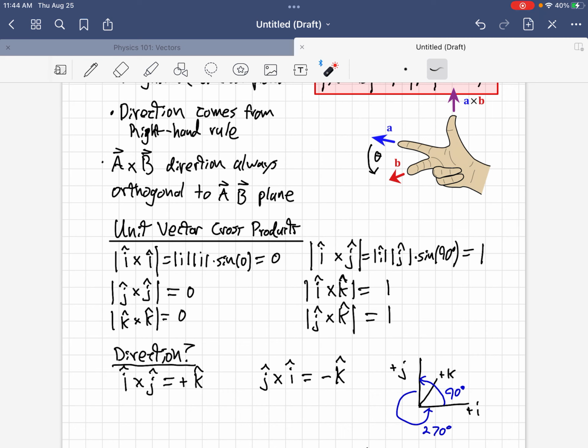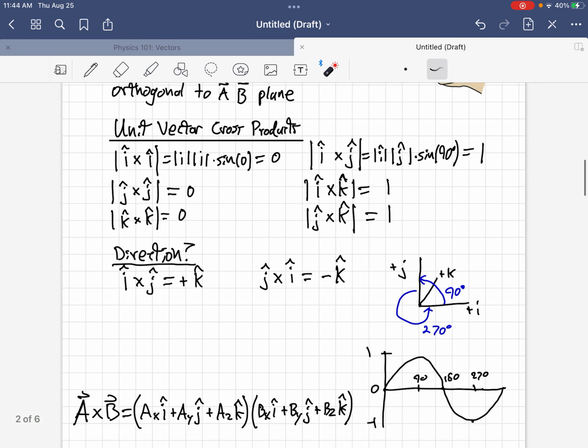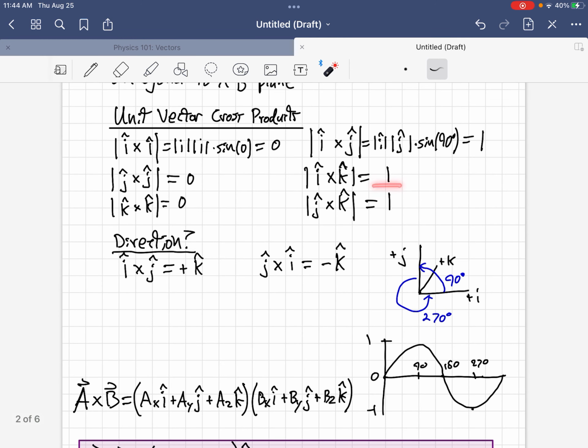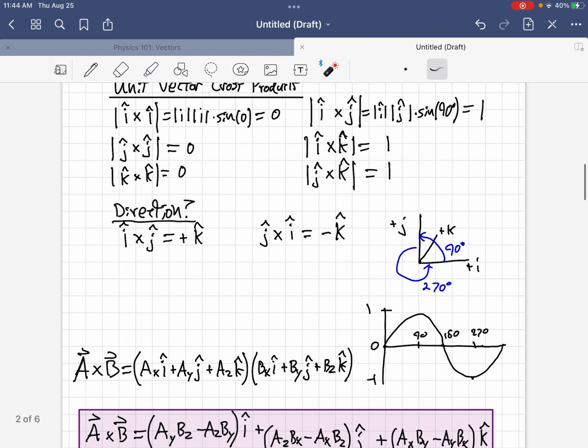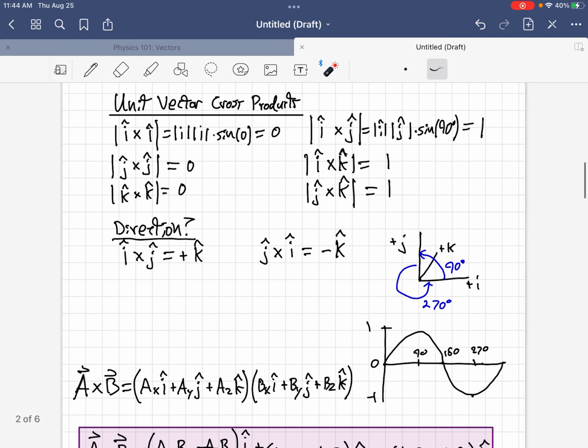Similarly, j cross j is going to equal 0, and k cross k is going to equal 0. What about perpendicular components? Well, the magnitude of perpendicular components, like unit vector I cross unit vector j, that'll be 1 times sine of 90 degrees, which is 1. All right, and similarly, I cross k is going to be equal to 1, and j cross k is going to be equal to 1. So what about their direction? That was their magnitudes. So I cross j is going to be equal to positive k.